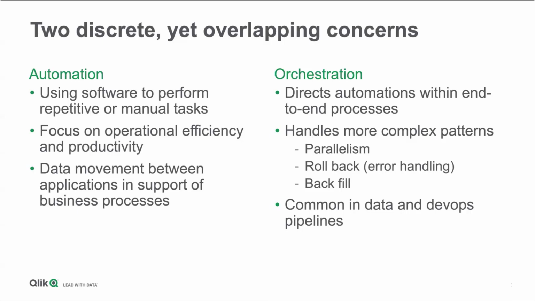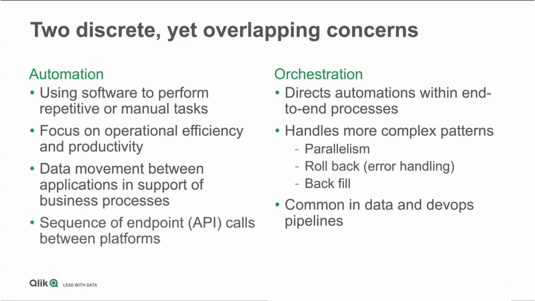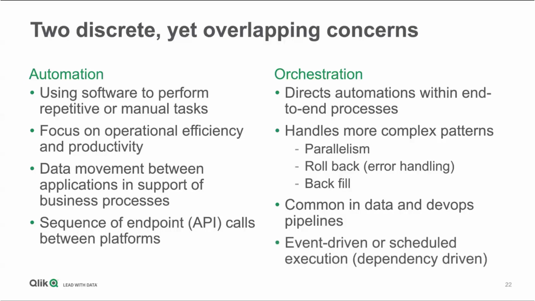When we think about orchestration, it's directing automations within end-to-end processes. So if you think of just an API call, as opposed to going to a screen and clicking 3 things in order to do something, it's very much event-driven or dependency-driven, versus, oh, I'm just sick and tired of having to click 5 buttons at a time. I think that's the way a lot of people think about the differences between the two things.